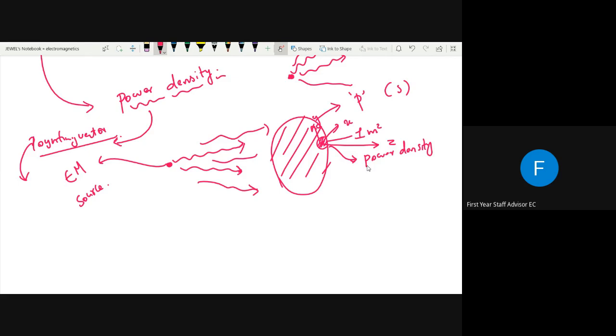ഇതാണ് പോയിന്റിംഗ് വെക്ടർ എന്ന് പറഞ്ഞാൽ എന്താണ്? Poynting vector is a vector representing the energy flow of an electromagnetic wave. And we know Poynting vector, there is a term called vector. A vector should have some magnitude and direction. What is the magnitude of Poynting vector? Magnitude of the Poynting vector is the power density at the given point or surface. നമ്മൾ എടുത്തിരിക്കുന്ന പോയിന്റിൽ what is the power density through that given unit area? That is the magnitude of Poynting vector.